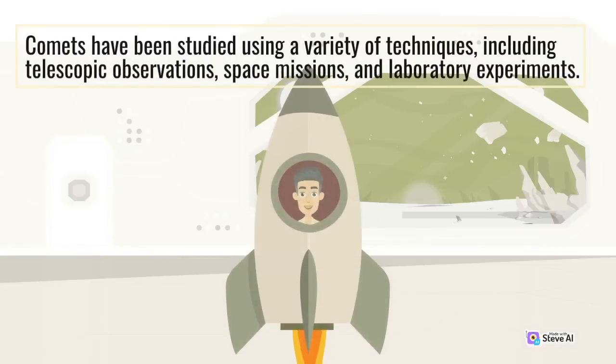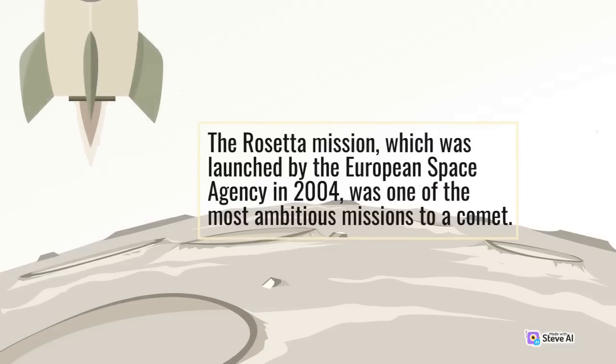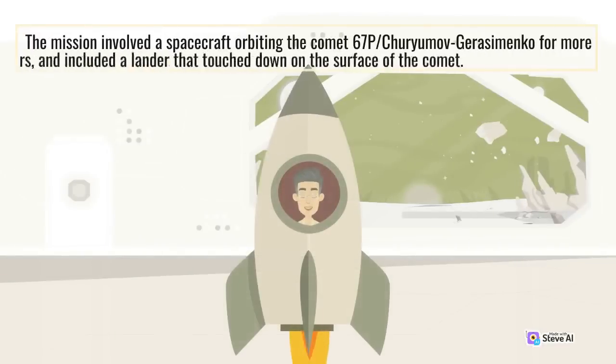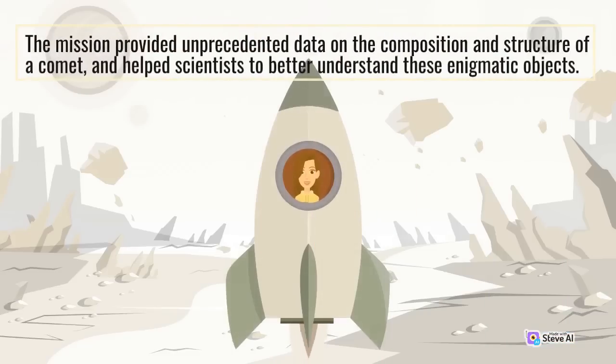Comets have been studied using a variety of techniques, including telescopic observations, space missions, and laboratory experiments. The Rosetta mission, which was launched by the European Space Agency in 2004, was one of the most ambitious missions to a comet. The mission involved a spacecraft orbiting the comet 67P/Churyumov-Gerasimenko for more than 2 years, and included a lander that touched down on the surface of the comet. The mission provided unprecedented data on the composition and structure of a comet, and helped scientists to better understand these enigmatic objects.